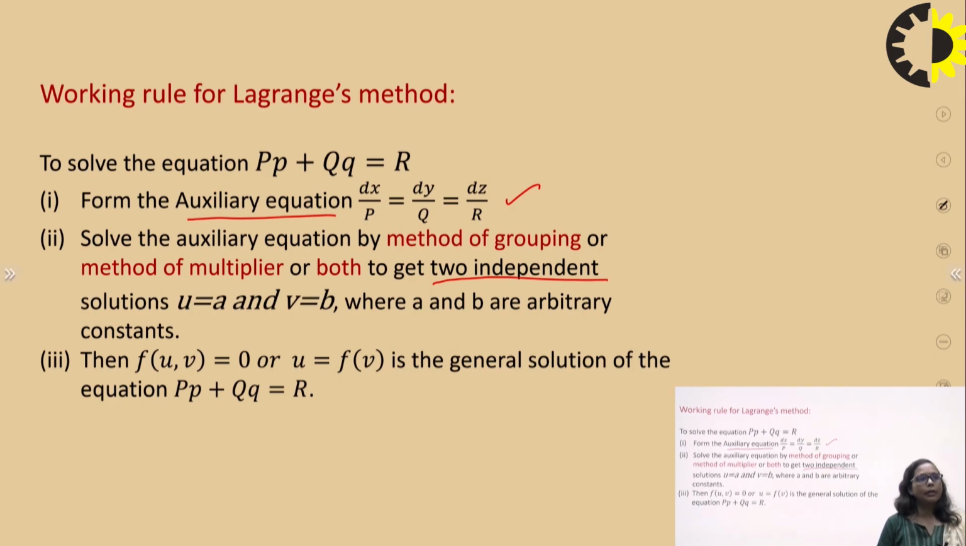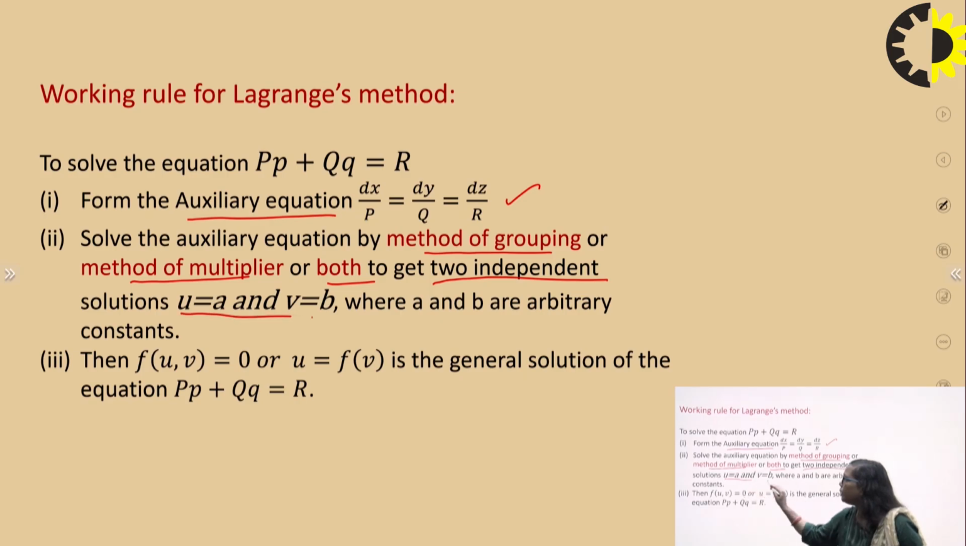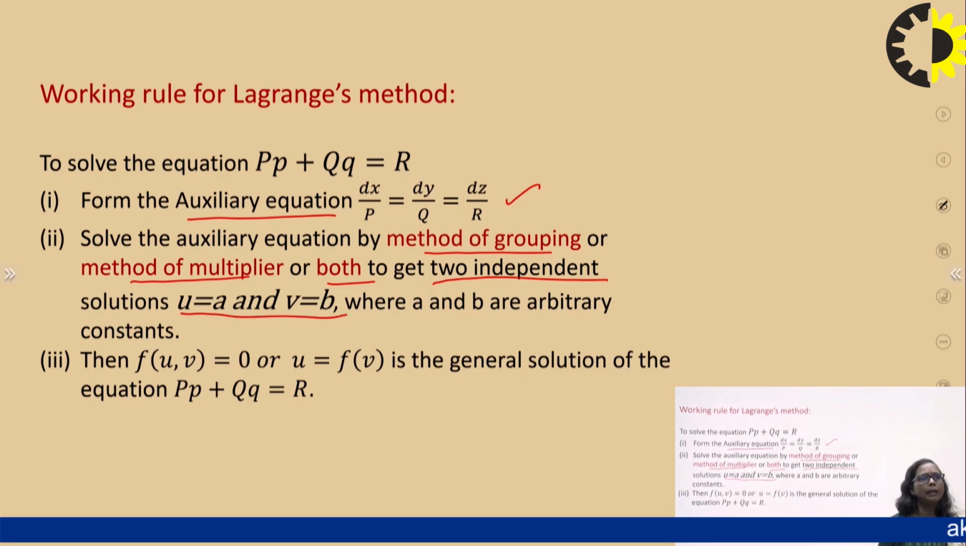And how do we find these 2 independent solutions? We have two methods over here. One is called the method of grouping and second is called the method of multipliers, or both. Either both independent solutions are found by the grouping method or by the multiplier method, or for one solution we use the grouping method and for the other we use the multiplier method. And what we need to find is 2 independent solutions of the form u equal to a and v equal to b, where a and b are arbitrary constants.